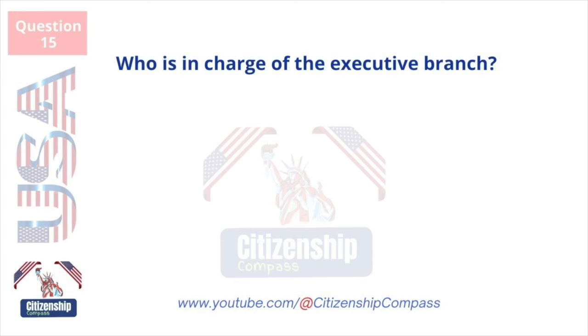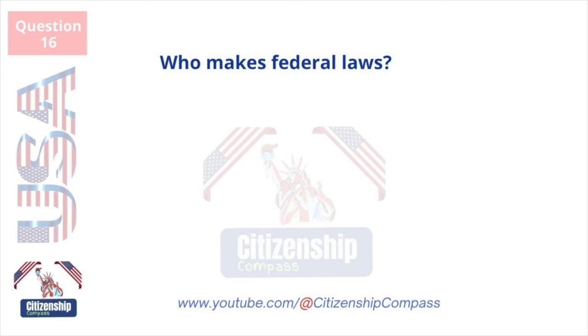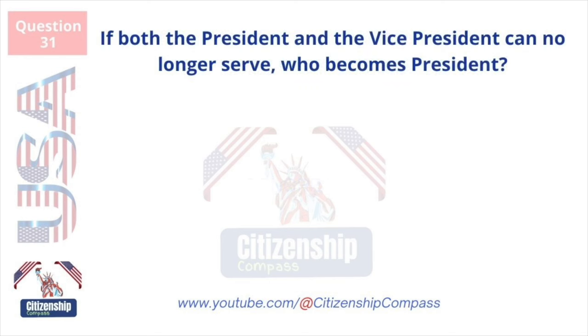Who is in charge of the executive branch? The president. Who vetoes bills? The president. Who makes federal laws? Congress. If both the president and the vice president can no longer serve, who becomes president? The Speaker of the House.